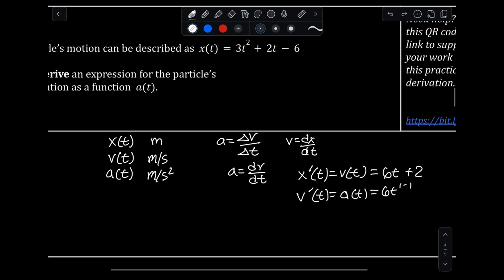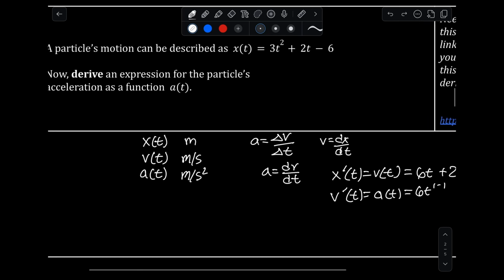And so for this particle, in fact, we can say that the particle's acceleration as a function of t is always going to be 6 meters per second squared.